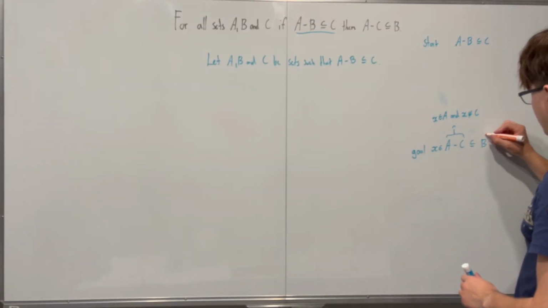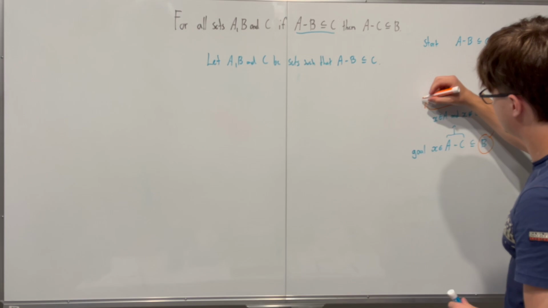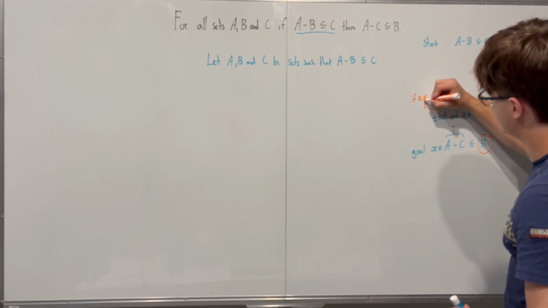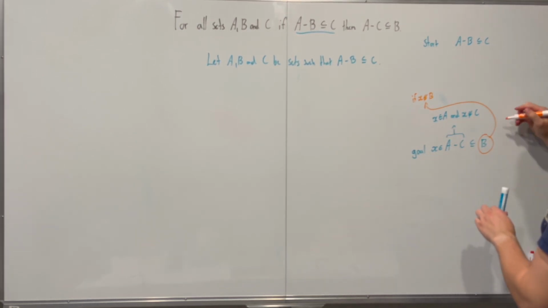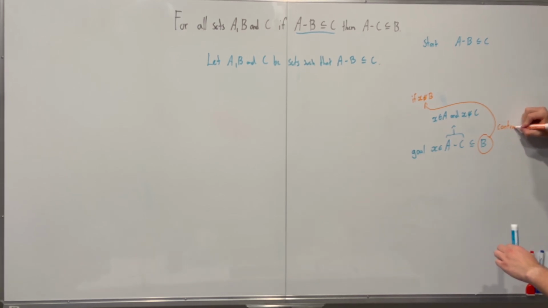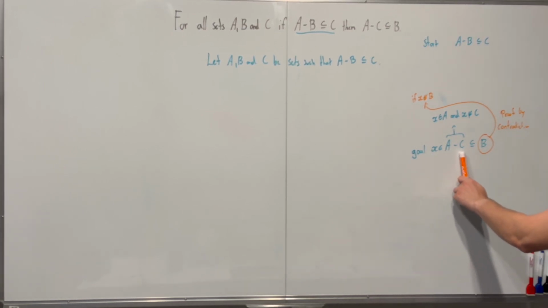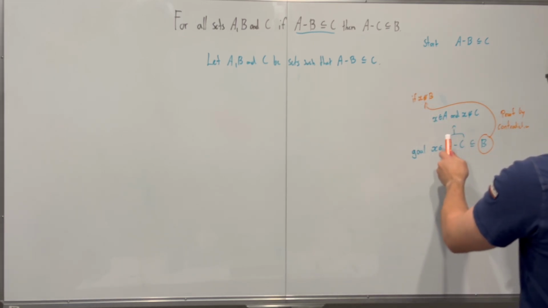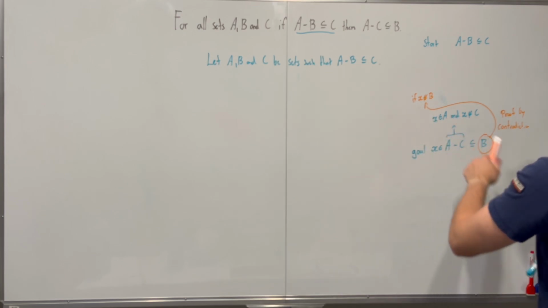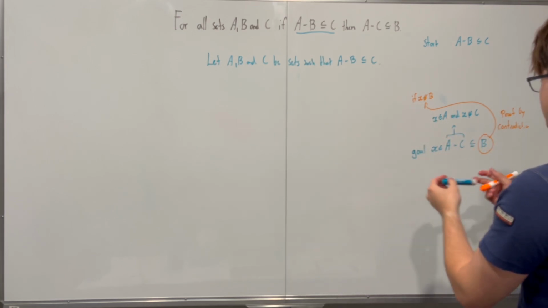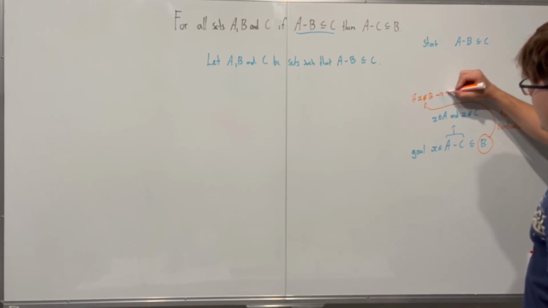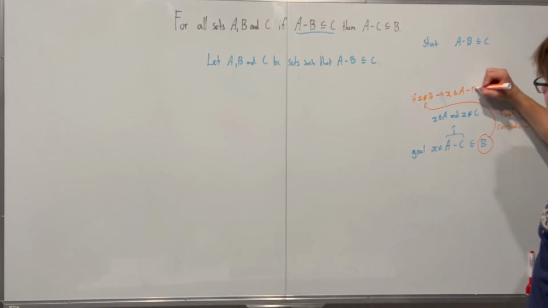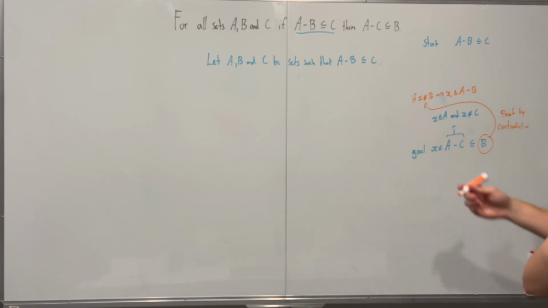I'll do this in a different color now. So we can then say, if x is not in B, so we're going to say contradiction, proof by contradiction. So if we can show x is in here, then x is in here, then we've proven our statement. So if x is in here but it's not in B, then of course x would be an element of A minus B, right? Since it's not in B.